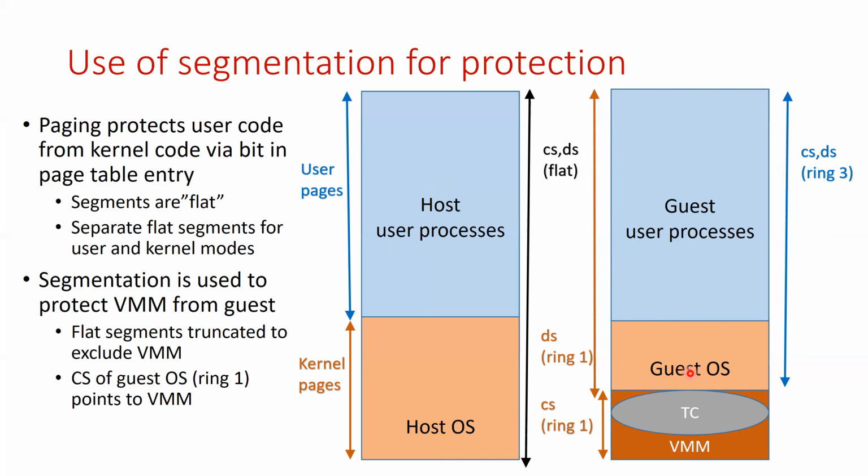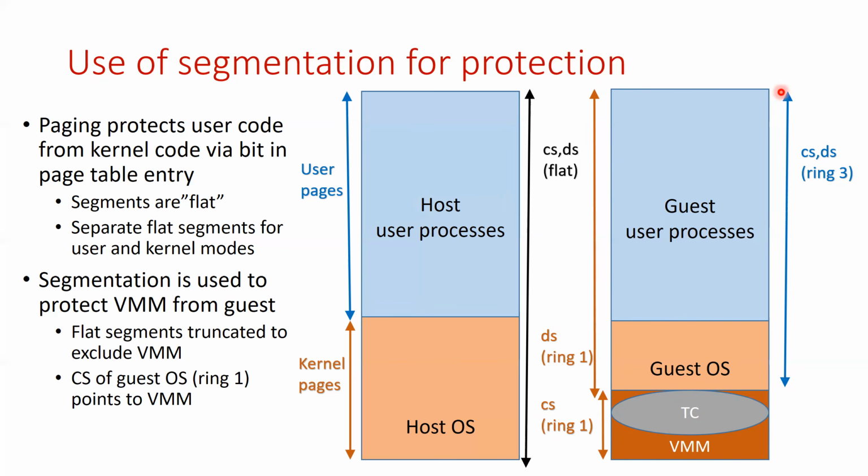Now when the guest is running in ring 1, recall that the code is in the translation cache. So if you disallow access to this memory, how will the guest OS code run? The guest OS code has to necessarily run in these addresses. Therefore, the code segment in ring 1 points here, but all the other segments have no business accessing the VMM. All the other segments are truncated to exclude the VMM. Okay, so in ring 3, nobody needs to access the VMM.